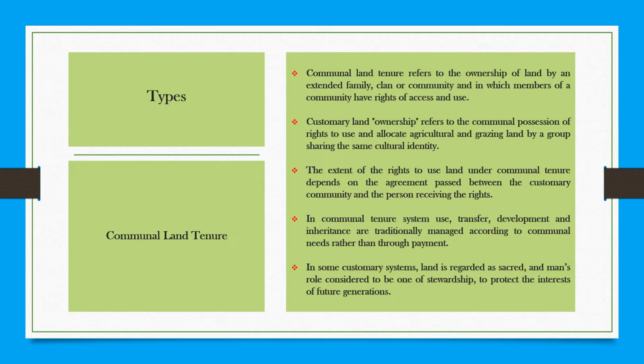In some customary systems, land is regarded as sacred, and the role of members of that community is simply to offer stewardship of the land and to protect the interests of future generations. In other words, land is so sacred that the users are required to use it while bearing in mind that there's a generation to come in future after them that might also want to use the same land. Therefore, they have to use that land in a more sustainable manner.